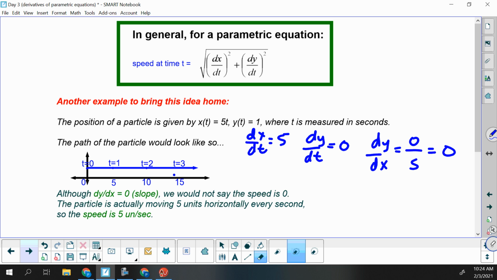But it's pretty clear from the picture that our speed should not be 0 because we're moving. At any of those times, we're moving to the right. So this is just to show that, okay, yeah, dy over dx definitely isn't the speed, because in this scenario, it's pretty easy to see that we should be moving to the right the whole time.